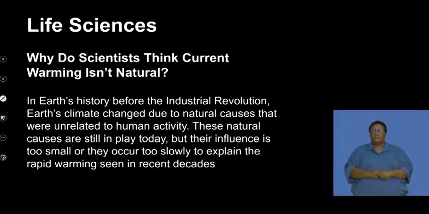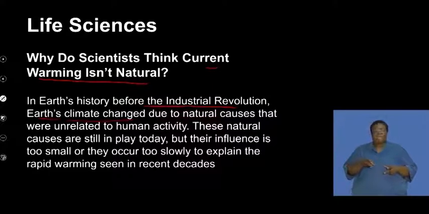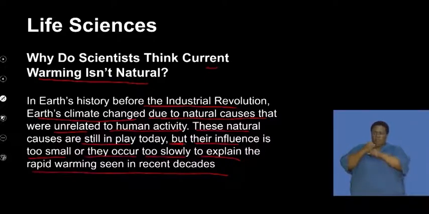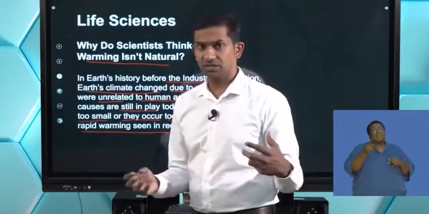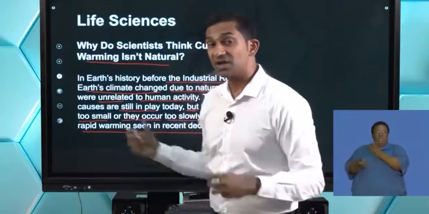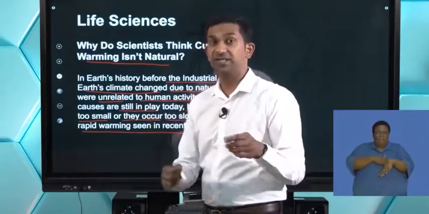So why do scientists think the current warming isn't natural? One, it's the Earth's history before the Industrial Revolution. The climate changed due to natural causes that were unrelated to human activity. These natural causes are still in play today, but the influence is too small, or they occur too slowly to explain the rapid warming seen in recent decades. So yes, some people choose to say, well, this global warming is a natural phenomenon and it has to occur. However, this is not what we have seen in the history of Earth. This rapid change is occurring over a short period of time, and that is a concern.